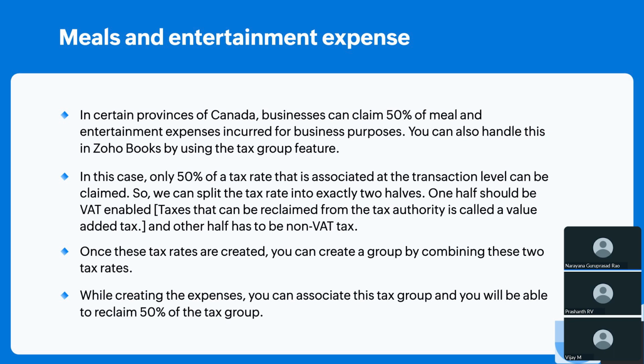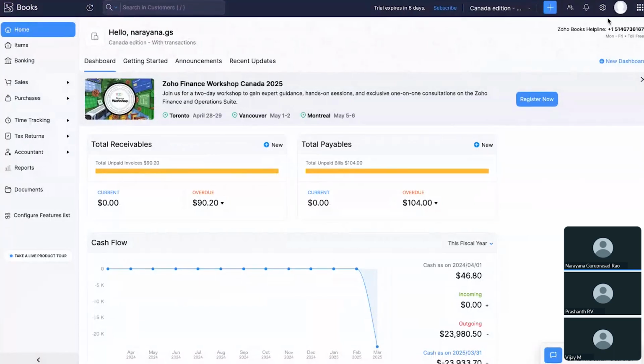So we can split the tax rate into exactly two halves, and one should be VAT enabled and the other one should be non-VAT tax. The VAT enabled taxes can be reclaimed afterwards. Once these rates are created, you can create a group by combining these two tax rates, and while creating the expenses, you can associate the tax group, and you will be able to reclaim 50% of the tax rate which you have associated.